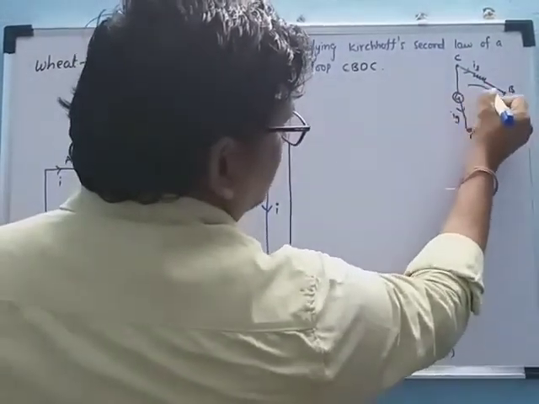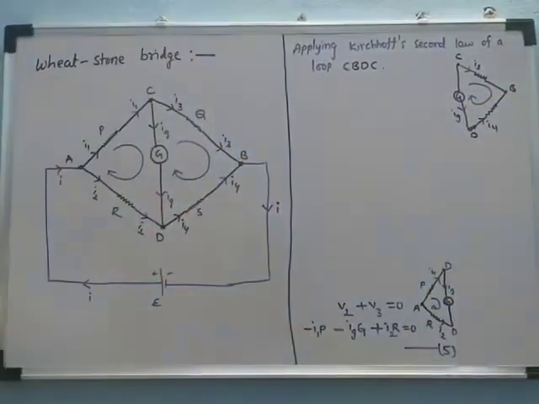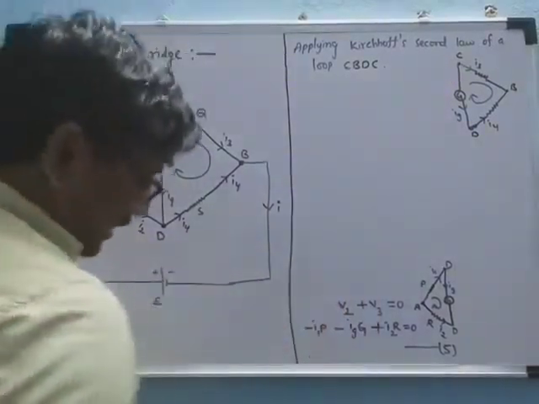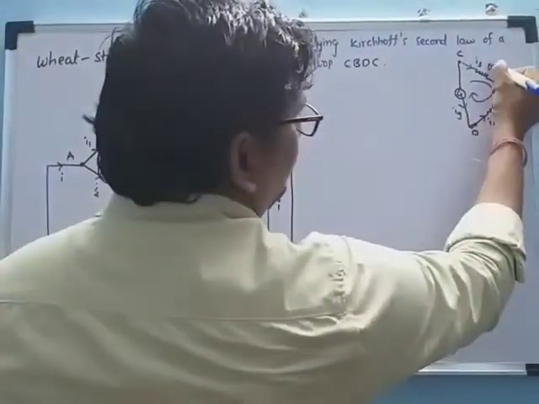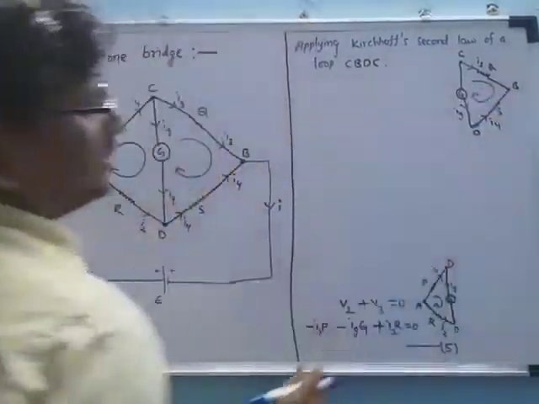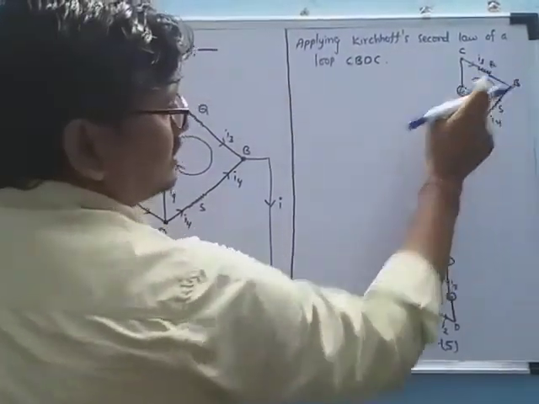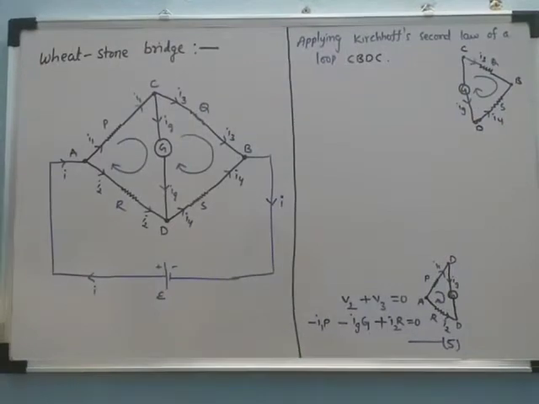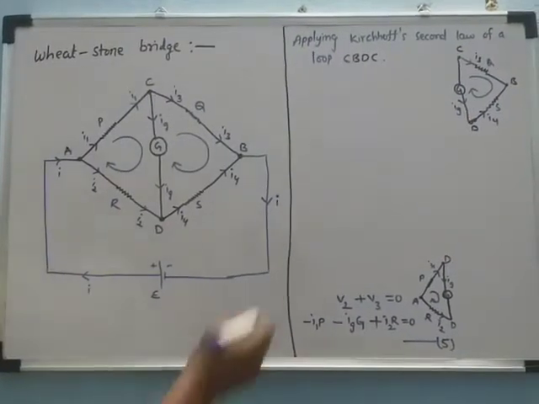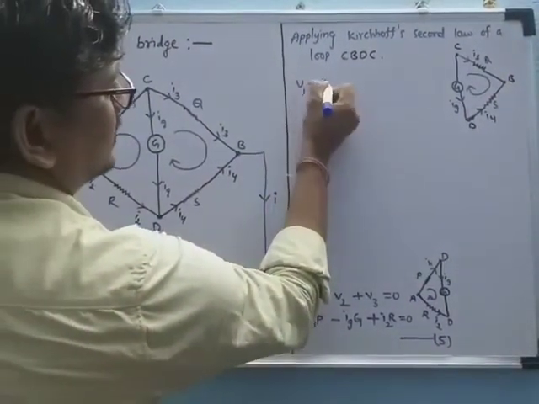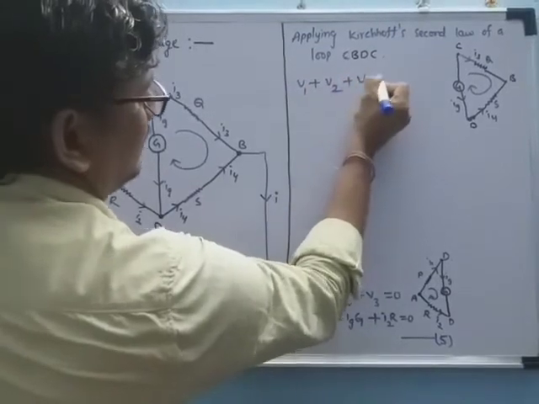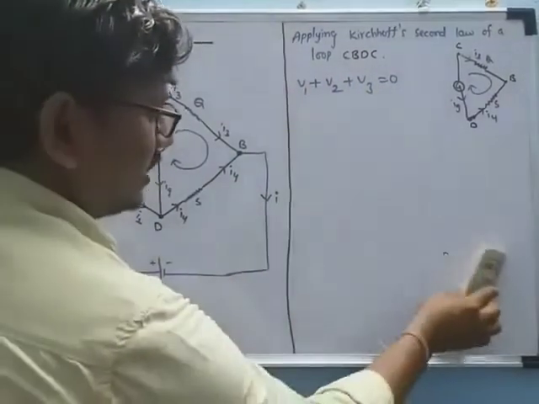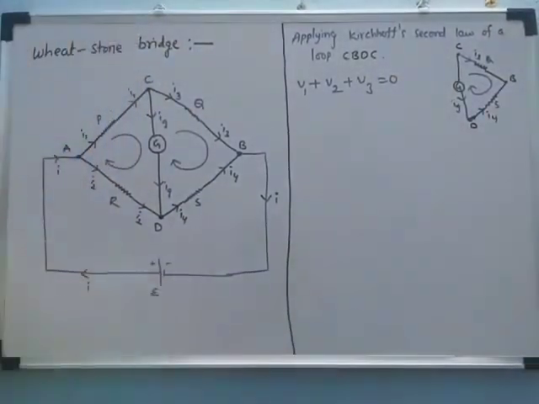But the loop is from C to D point. Again, how many potential differences are there? Here the resistances are Q, S and G. The Q resistance has a potential difference, the S resistance has a potential difference, and the G galvanometer resistance also has a potential difference. That means V1 plus V2 plus V3 is equal to 0. The algebraic sum of the potential differences in a closed circuit is equal to 0.